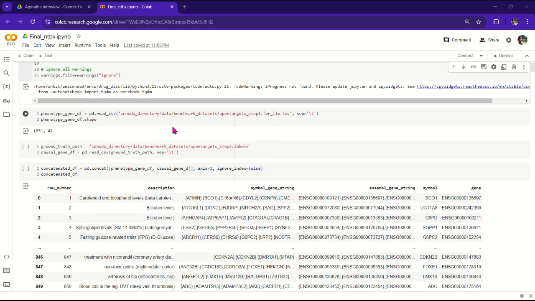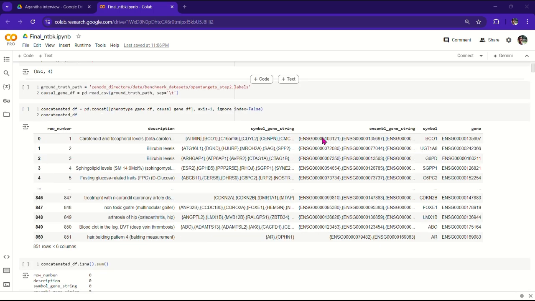First, I loaded the phenotype gene data for Open Targets step 2 for LLM PhD. After loading it, I loaded the ground truth data, and after that I concatenated these two datasets. After concatenating, both of them have the same number of rows, so the information in each row was aligned with each data frame.